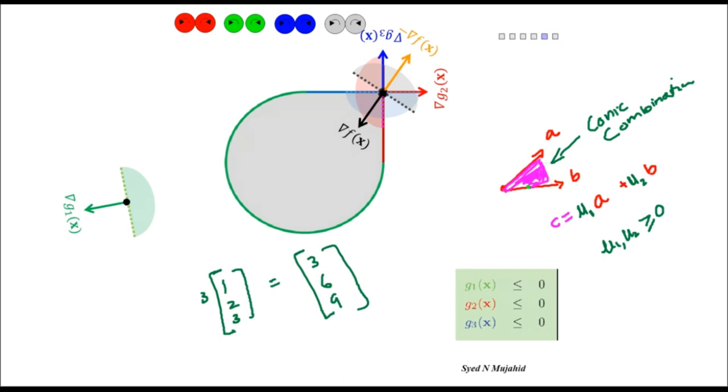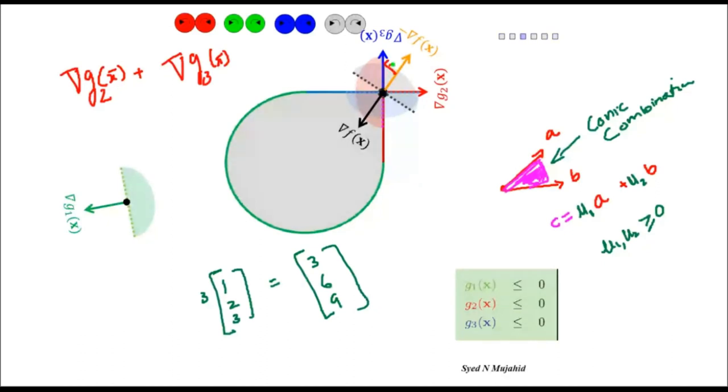Okay. You don't have to remember this name, but remember the idea. If you have two vectors, to get a vector inside the cone, you take two scalars, non-negative, multiply with those vectors and get any vector inside. So if this point is optimum, it means that I have two vectors, and what are those two vectors? Those two vectors are the gradient of the second constraint and the gradient of the third constraint at that point. So these are those two vectors.